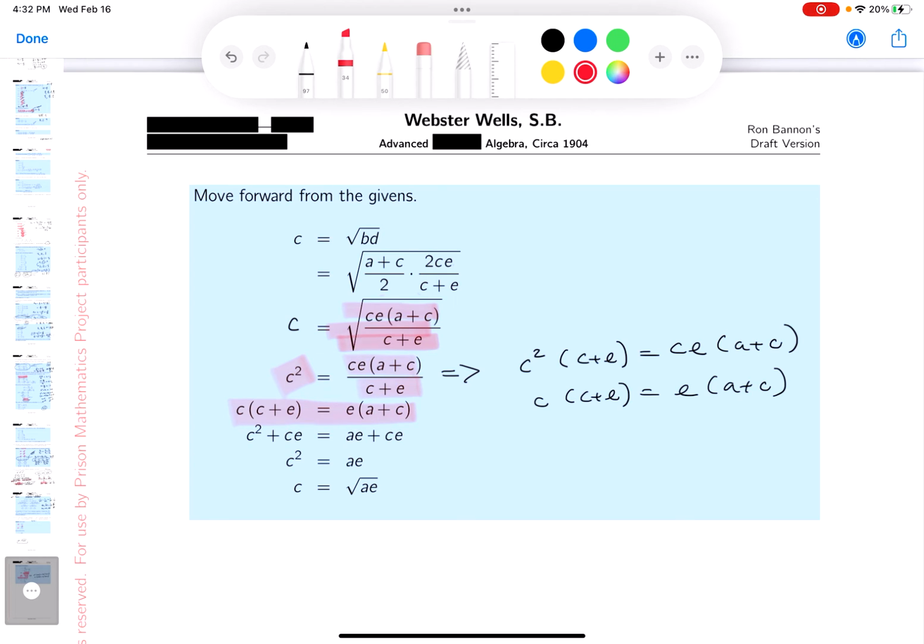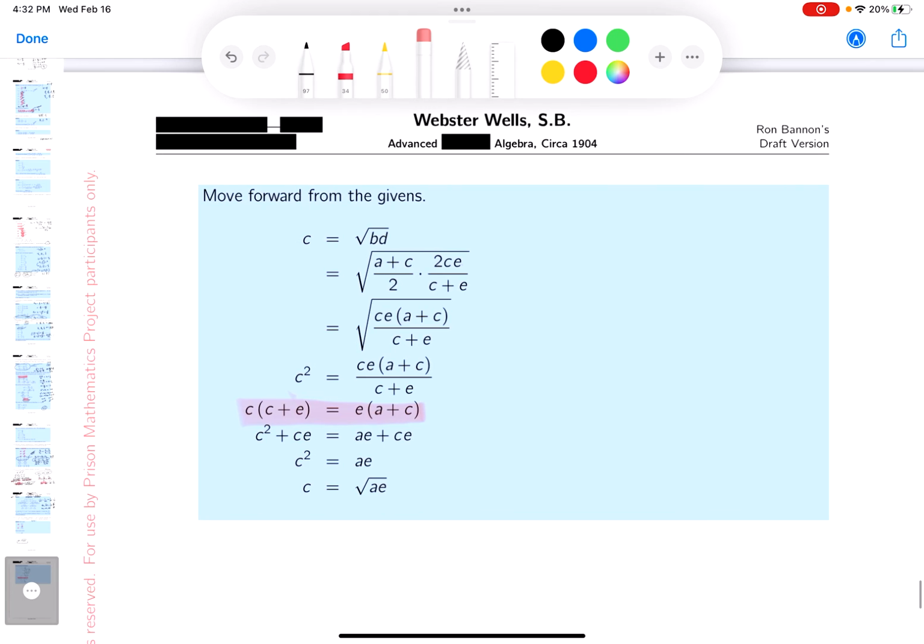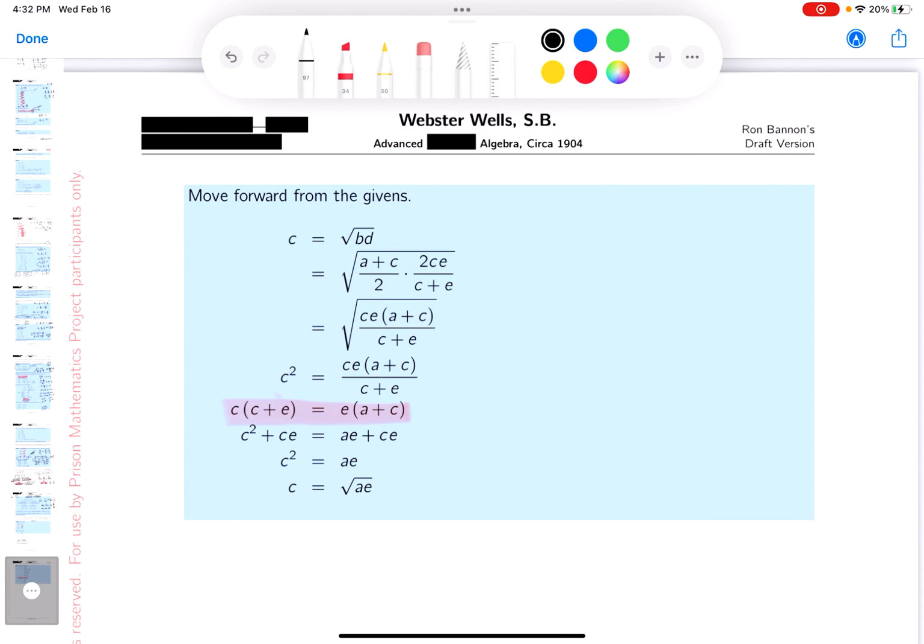Then what do I do? I'm going to simplify further. Let me erase all this work over here. We're kind of done with it. And I want to move forward. Now, moving forward to me is like simplifying the sides if I can. So what would this give me? This would give me c squared plus ce equals ae plus ec, or ce.